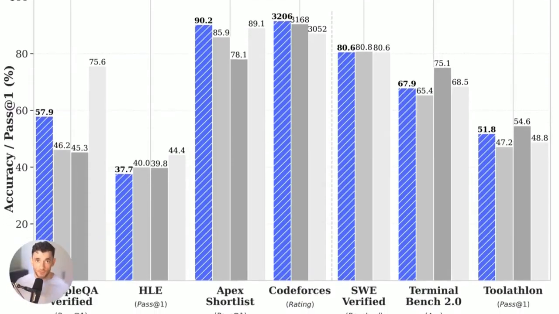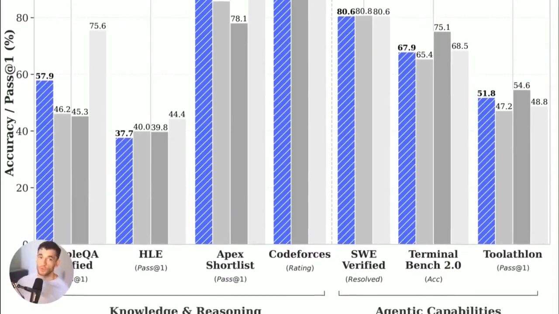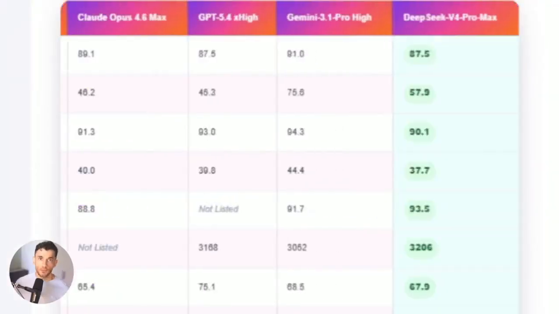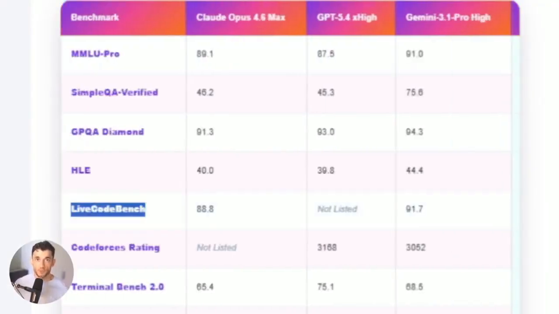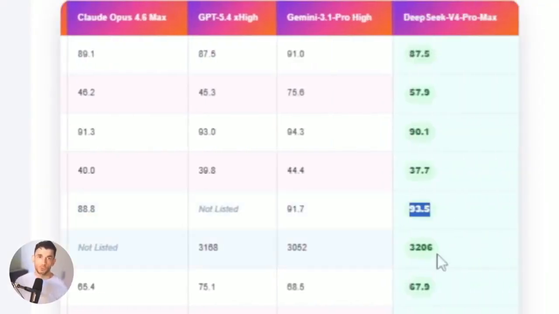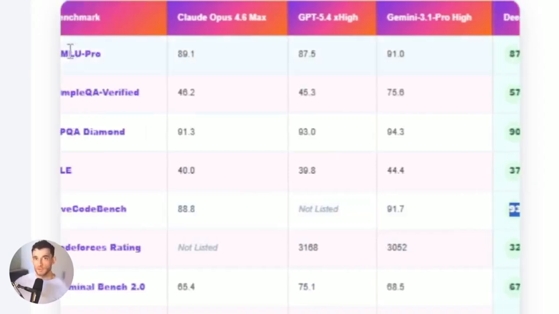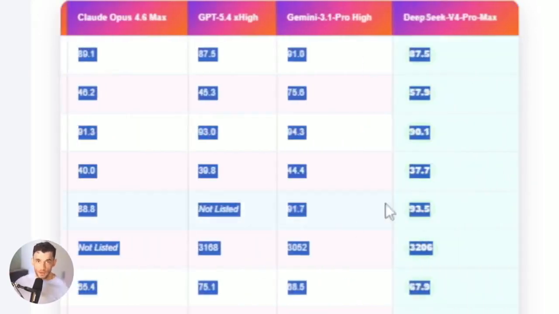Let's talk benchmarks, because numbers without context are just noise. MMLU Pro sits at 87.5%. That's a strong general knowledge and reasoning score. CodeBench hits 93.5%, which is exceptional for coding performance. These scores put DeepSeek V4 firmly in the top tier of available models.